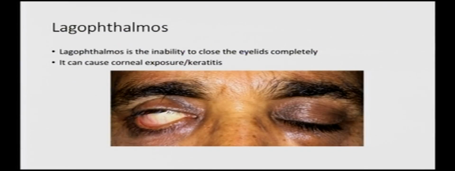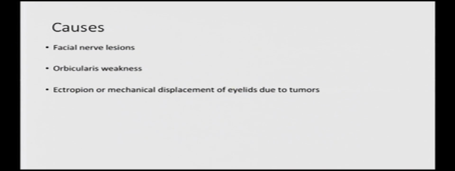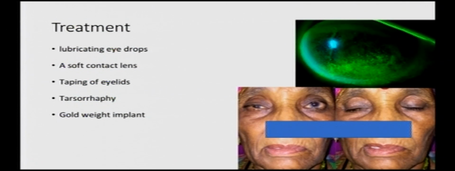Then Lagophthalmos, which is an inability to close the eyelid completely. If the patient is unable to close the eye properly, the patient can have corneal exposure and keratitis, which can be very dangerous to the vision of the patient. The causes are generally facial nerve lesion, weakness of the orbicularis muscle, and sometimes mechanical displacement of the eyelid can also lead to Lagophthalmos. The treatment depends on the condition of the patient.